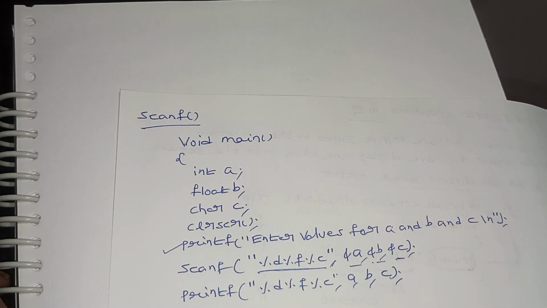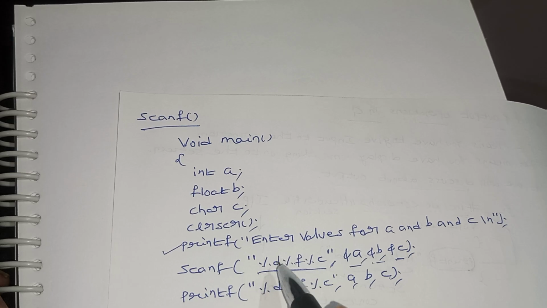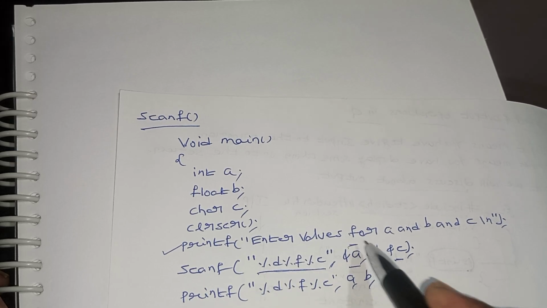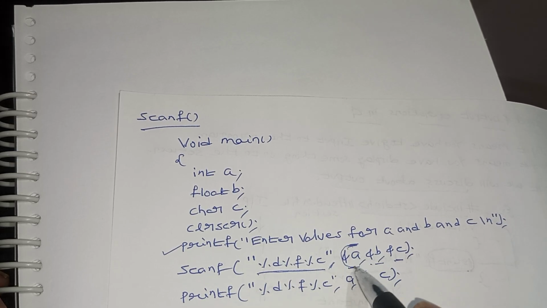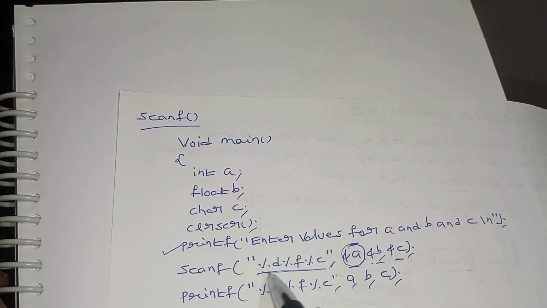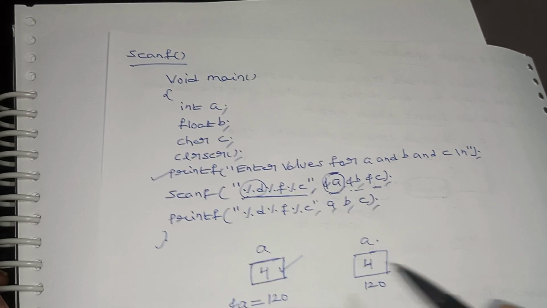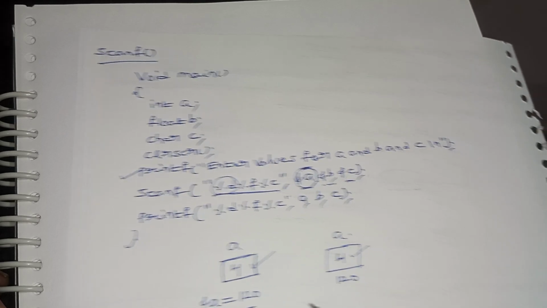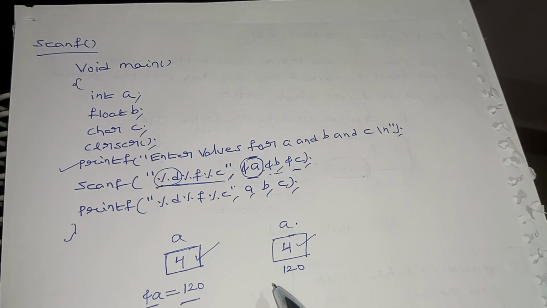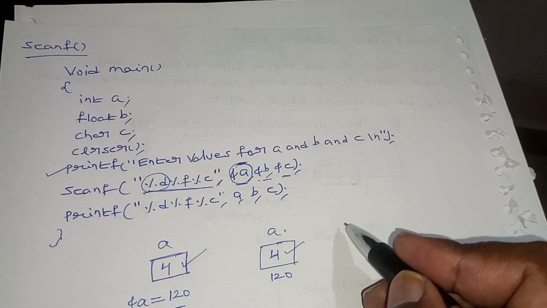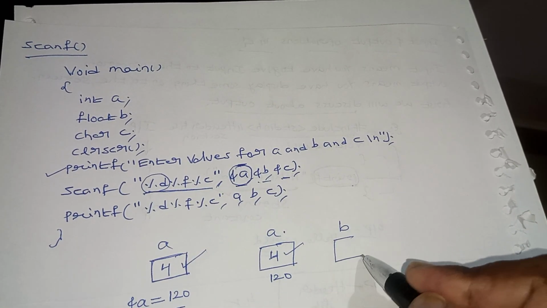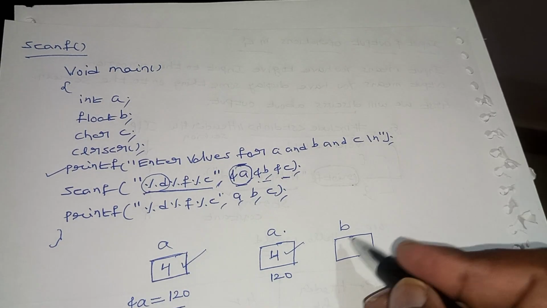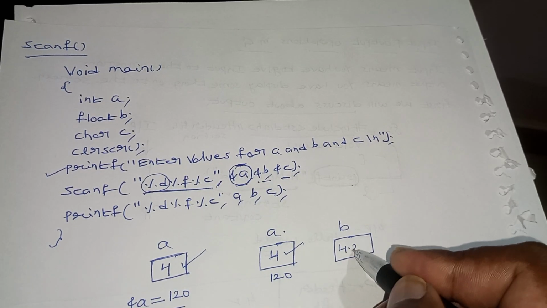So what is it going to do? In the address of a, I am storing some decimal value, nothing but 4. Now coming to b. What is b? It is a float value. For example, b is the variable name, and I am taking some float value like 4.2.